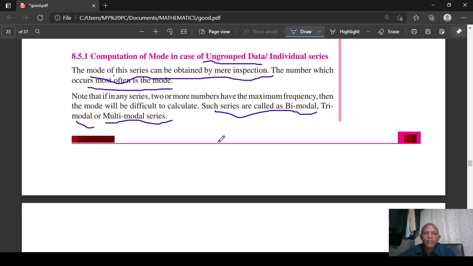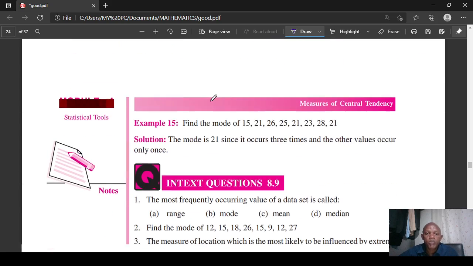So in short, a series may have a single value of the mode. If it has a single value of the mode, we call it unimodal. And if it has 2 values of the mode, then we call it bimodal. If it is 3, we call it trimodal. If it is more than 3, we call it a multimodal distribution.